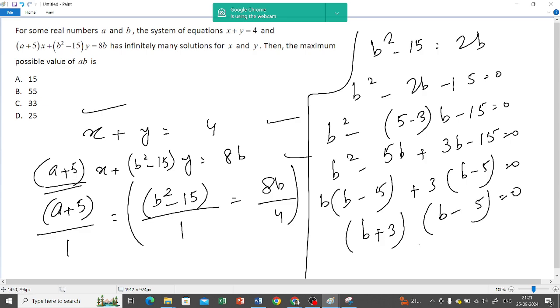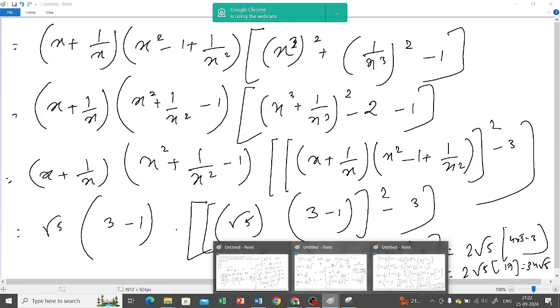Okay, b plus 3 into b minus 5 is 0. So b is either minus 3 or 5, right? So b is coming as minus 3 or 5. Now let me take this two, a plus 5 is equals to and 8b by 4, the first and the last one.